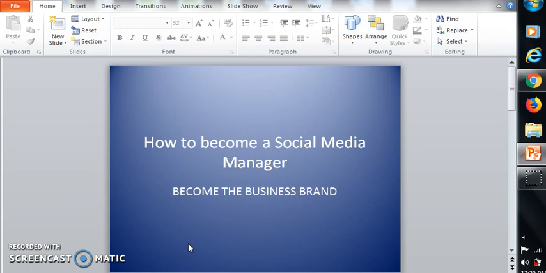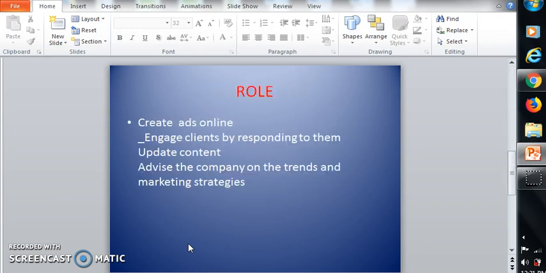So it's a business model that you can start with zero amount of cash from your pocket. So how do you start a social media management or a social media agency? Let me first look at the role, what you're expected to do as a social media manager. So your job will be to create ads online, for example, Facebook ads.